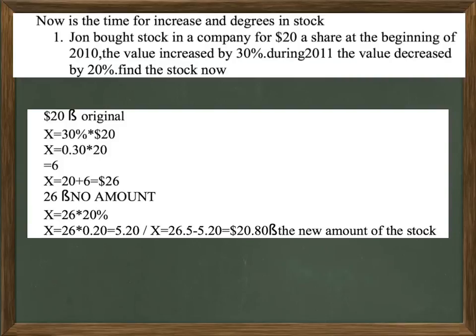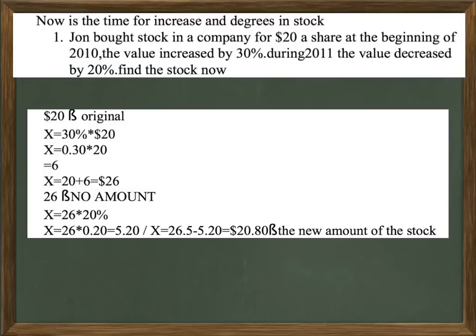So John bought stock in the company for $20 a share. At the beginning of 2010, the value increased by 30%. During 2011, the value decreased by 20%. So it's a decrease and increase combined together. We set it up as usual, but there are just a few more steps.